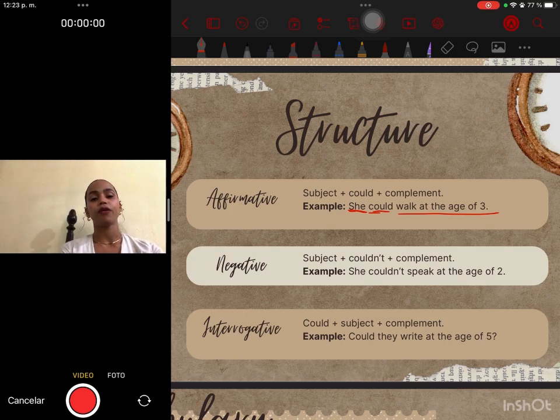The structure for the negative form is subject plus couldn't plus complement. She couldn't speak at the age of 2. Interrogative form is could plus subject plus complement. Example, could they write at the age of 5? Could is the verb in simple past. The subject is they. Write at the age of 5 is the complement.